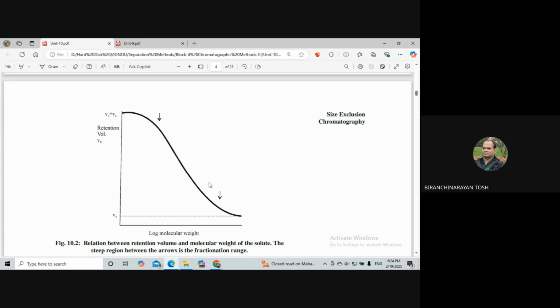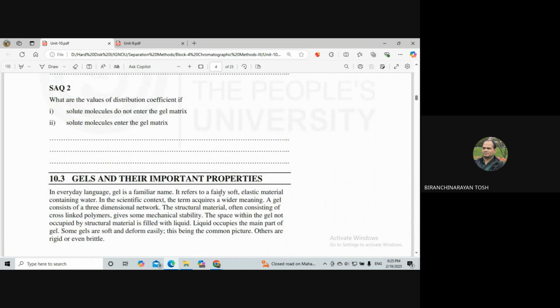There are materials available with which fractionation of molecules in various molecular weight ranges can be done. For example, if you take Sephadex G50, the fractionation range for peptides and globular proteins is in the molecular weight range 1,500 to 30,000, while for G150 it is 5,000 to 4 lakh. So different columns we can take for different molecular weights. And the gel and their important properties.